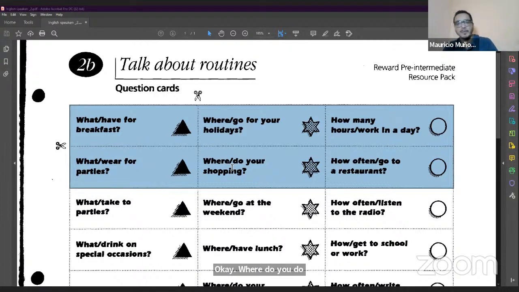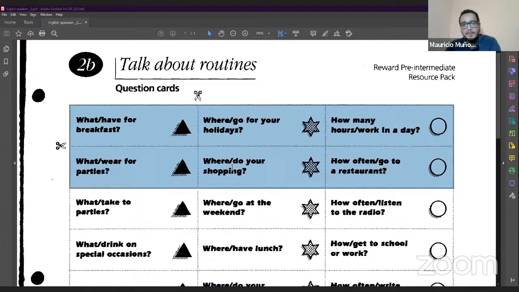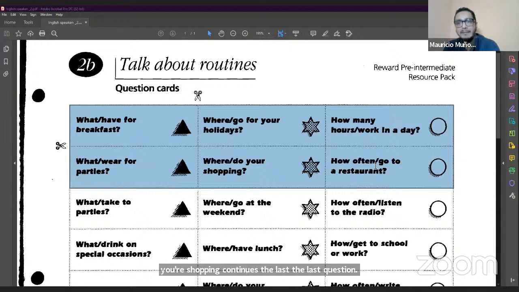Sigue la misma secuencia, por favor, ven. No quiero que esto se vuelva una repetición de repetir. Tienen que entender. Así usted vea la palabra do ahí, ese es el verbo principal. El otro es auxiliar. Where do you do? Okay, you're shopping. Continue. The last question. Okay, so don't forget, how often do you go... Don't forget. Do you go to a restaurant? Perfect. Okay, we have more volunteers here.